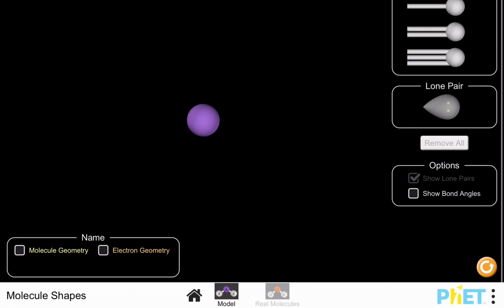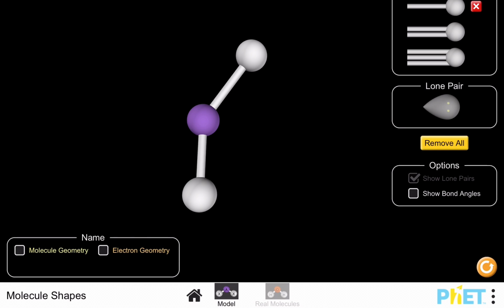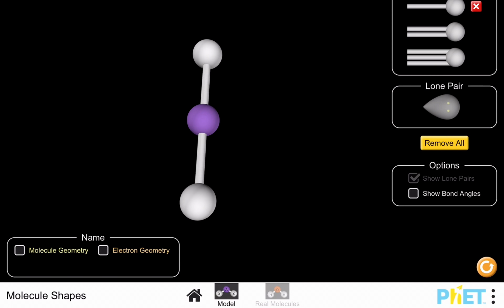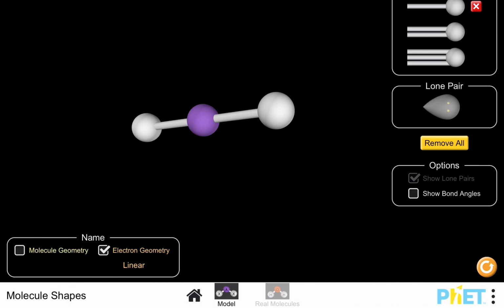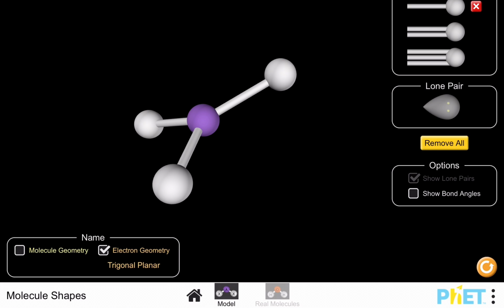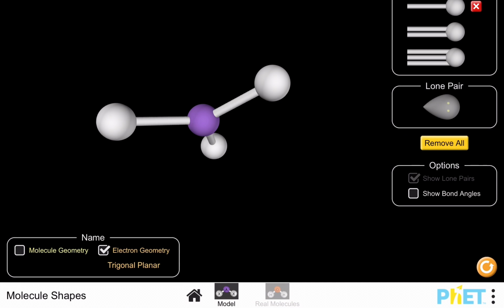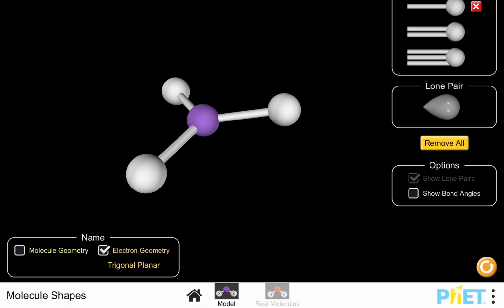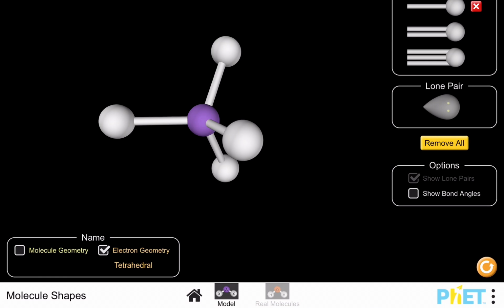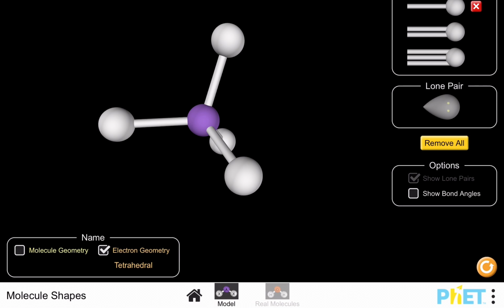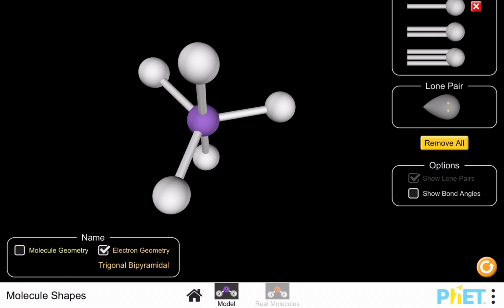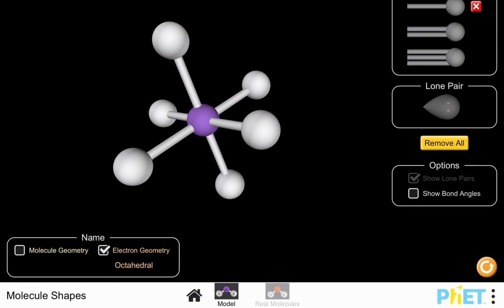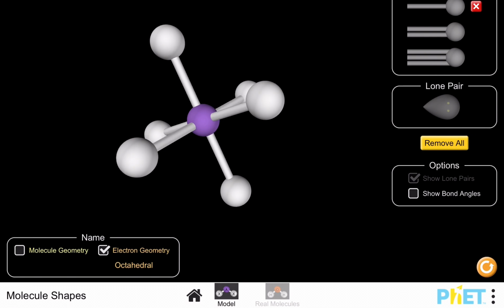And we could model them with this simulator that I have from the University of Colorado. Here is a system with just 2 electron regions around that central atom. You can see that that is indeed linear. If I put a third one on there, you get to a trigonal planar system. We're only in 2 dimensions here. Once I add a 4th one, then they separate because of the electron pair repulsion, and we get a tetrahedral geometry. A 5th one gives me a trigonal bipyramidal, and then all 6 sites occupied, you get an octahedral geometry.